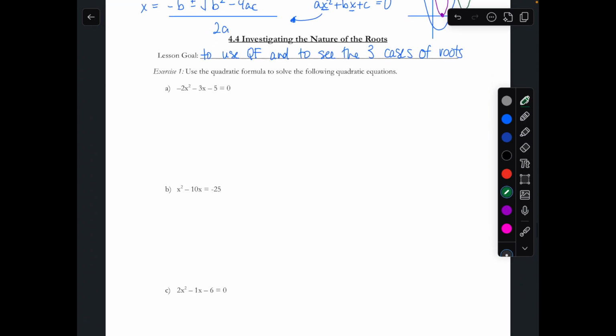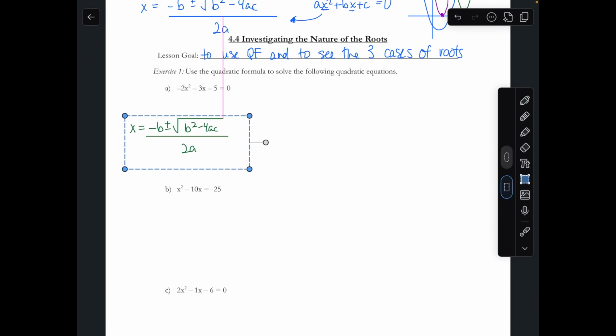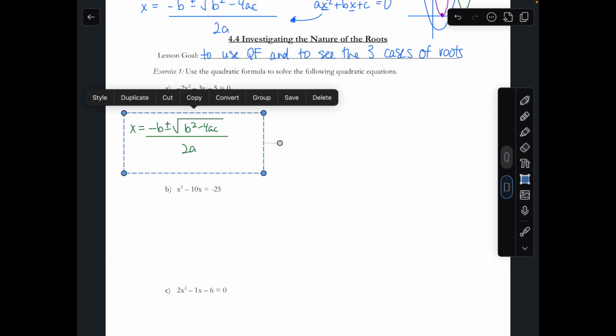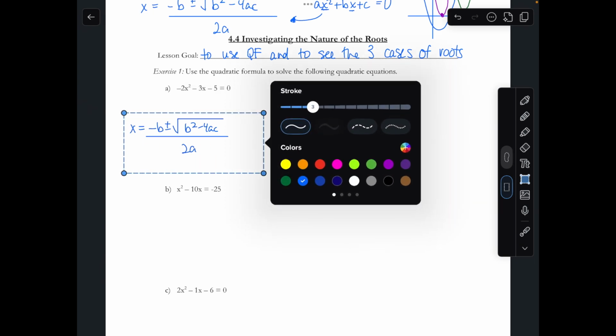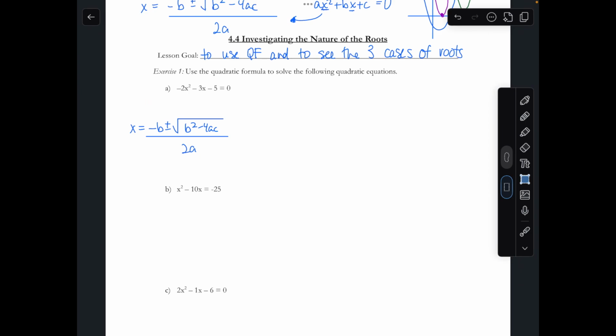So I am going to write out the quadratic formula here. It's not a bad idea to write it out. And then I am going to pick off the a, b, and c values that are given to me in my question here. All right, so I have a equals -2, b is -3, c is -5. So I'm going to slap that into this formula.